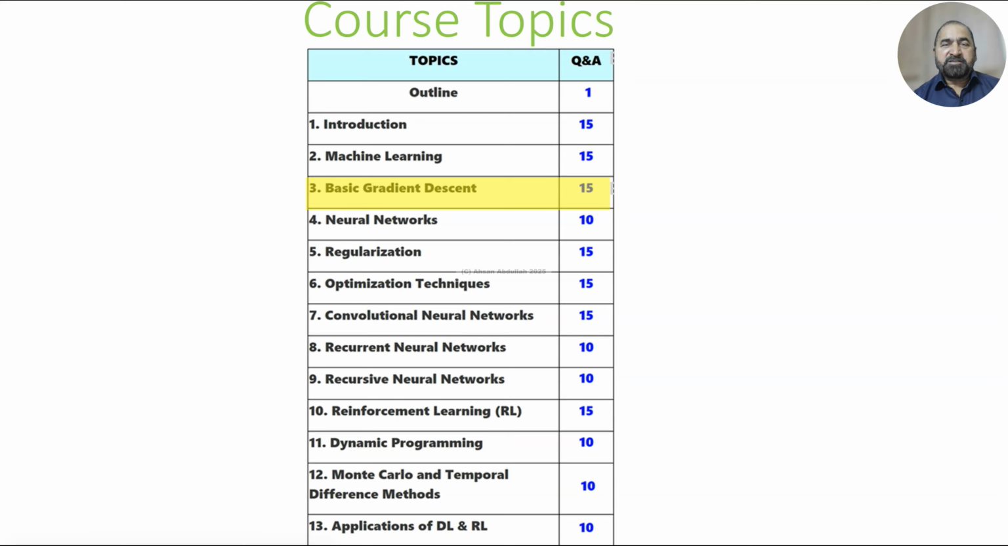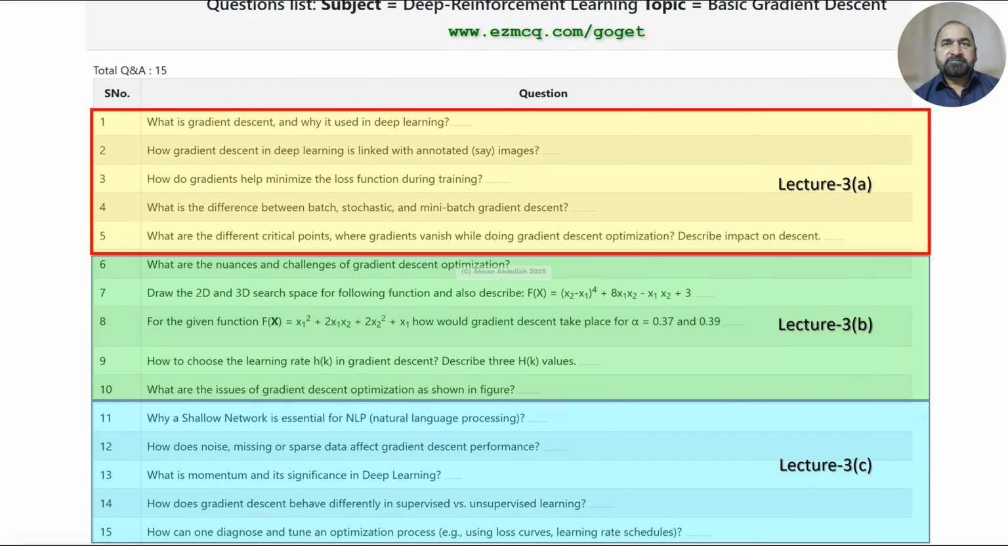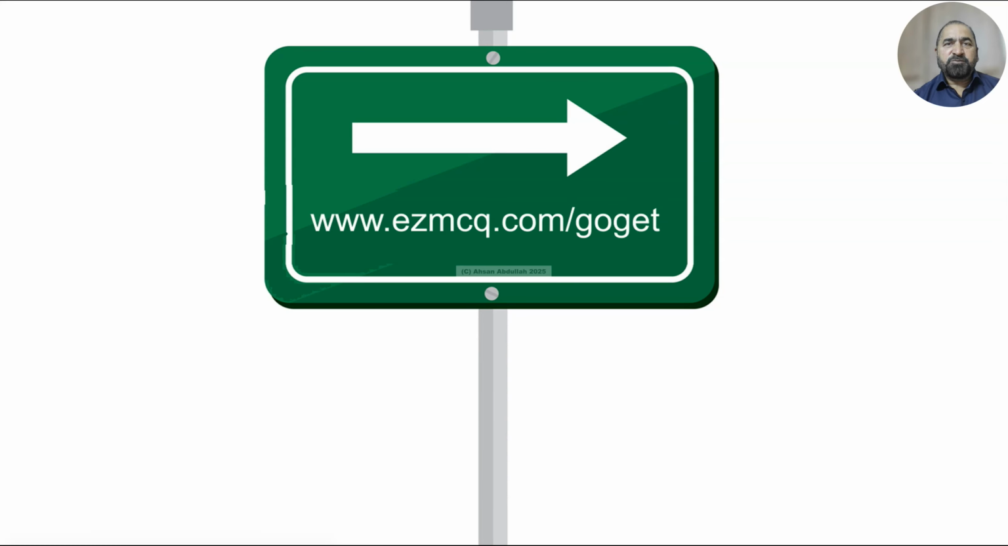So we have the list of topics in front of us, and we are at the third topic, which is basic gradient descent, which consists of 15 questions and answers. And these Q&As are basically concepts which are further divided into three lectures or subtopics, 3A, 3B, and 3C. So here we have those subtopics or the questions and answers in detail. The yellow is 3A, which is this lecture. And as we move, we move on to 3B and 3C. Without further ado, we move on towards those concepts and discuss them in detail.